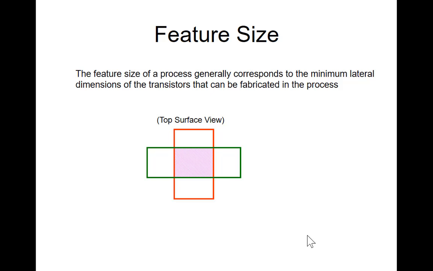And the feature size of a process, which gives us some idea about how big our devices can be or how many we can put on a given integrated circuit, are typically characterized in terms of the minimal lateral dimensions of the transistor. Oftentimes the minimum length or the width of the gate. We'll see those are defined to be the length and the width of the gate respectively.